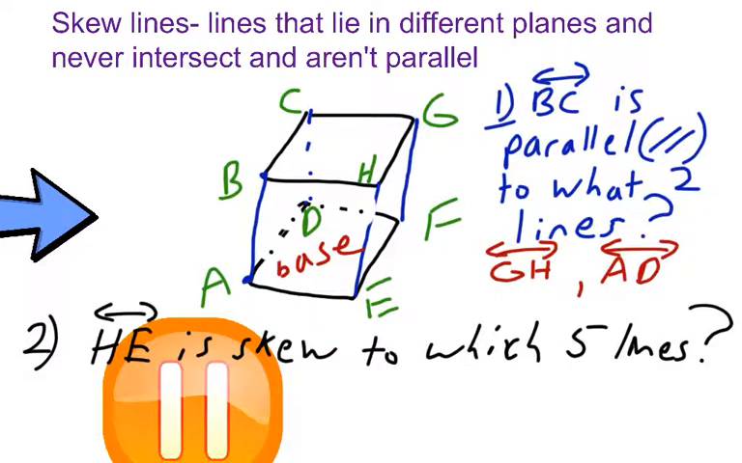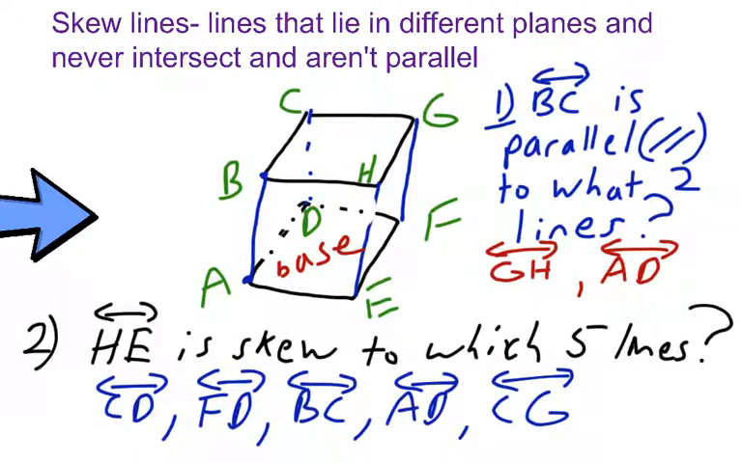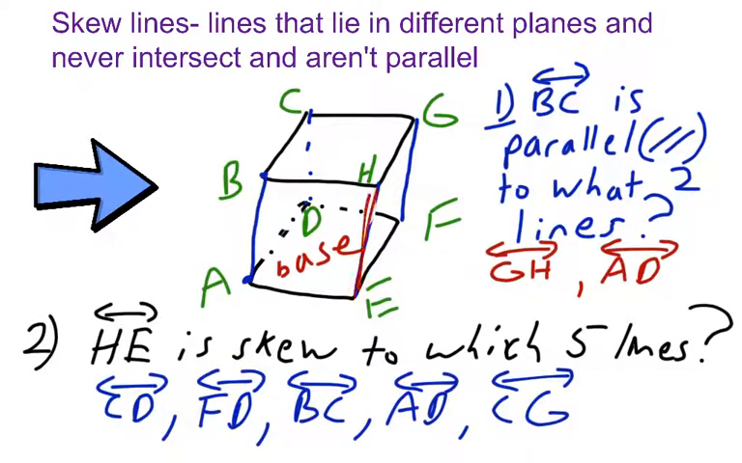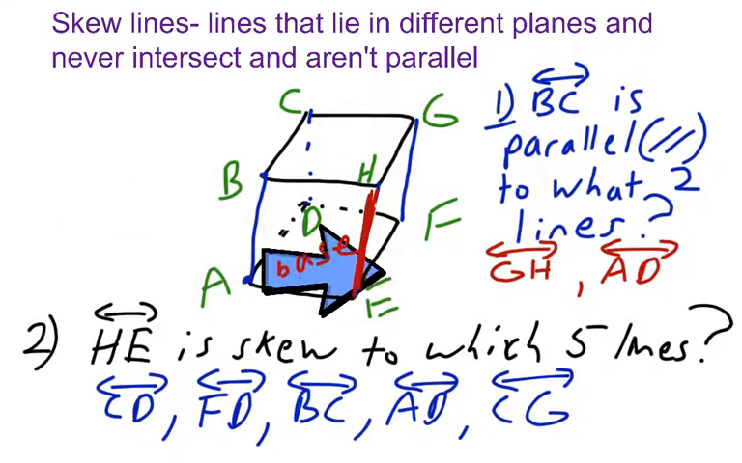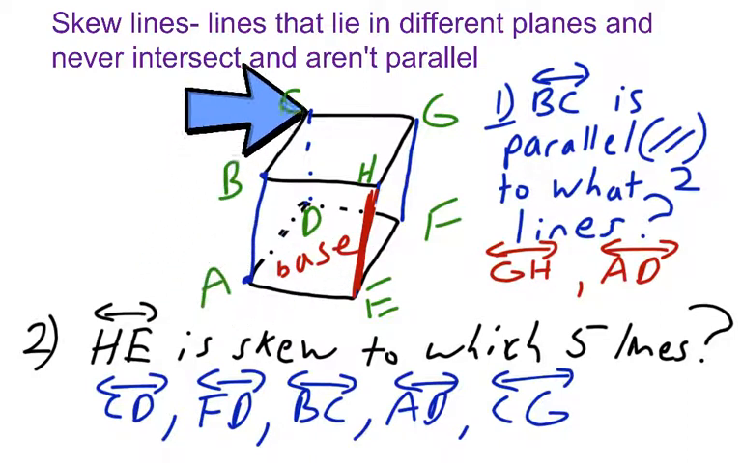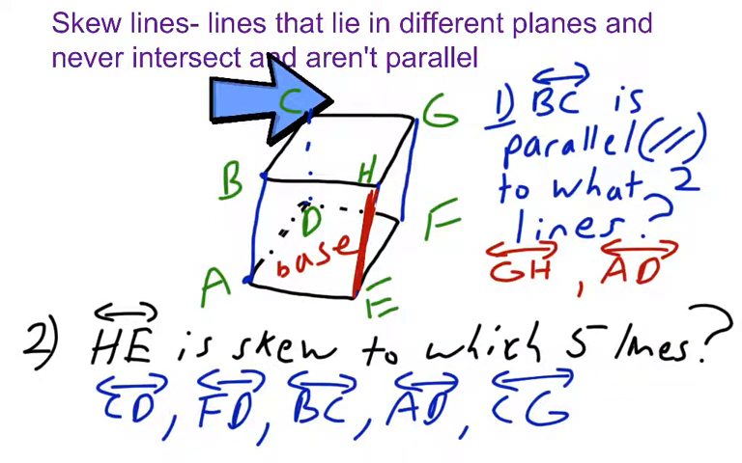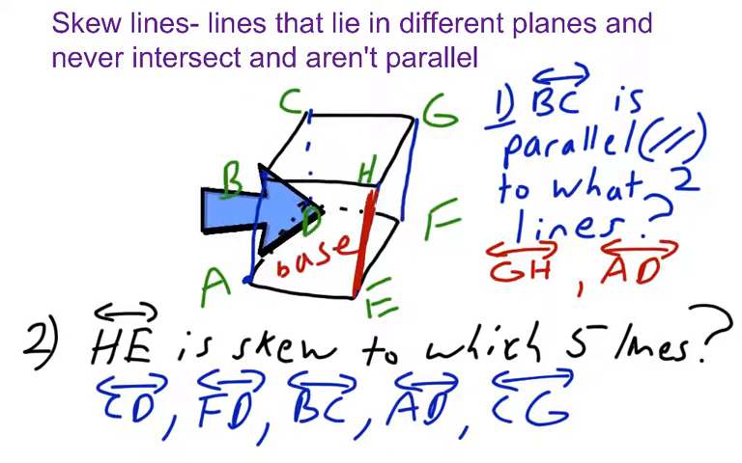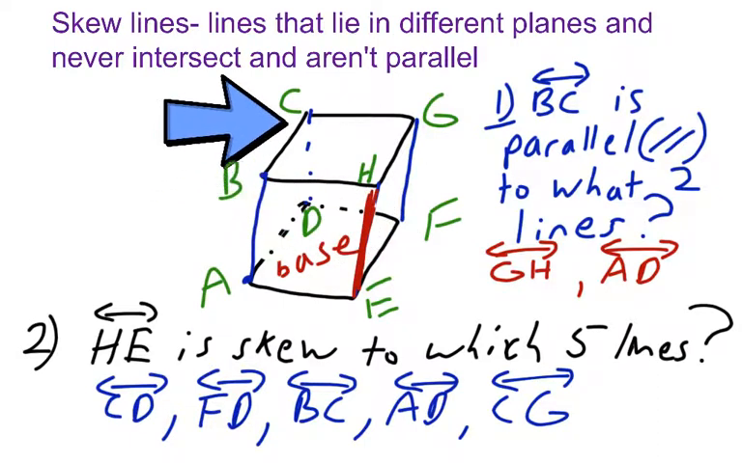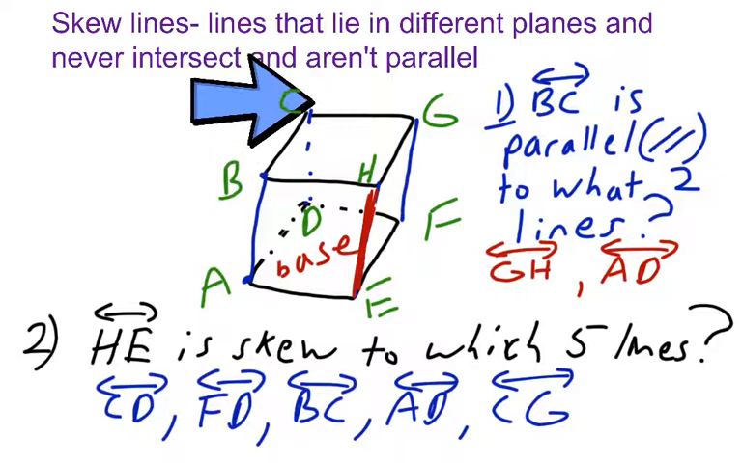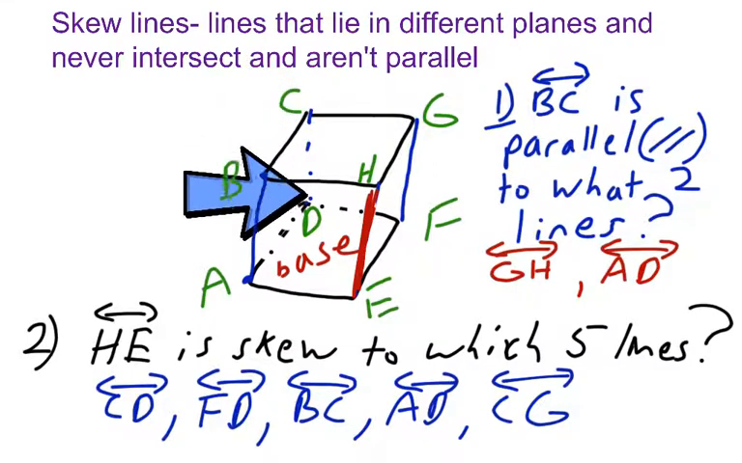And now for the solution. All right, so HE, represented right here by the red line, is skewed to CD, which would be back here to right there, because they're on different planes and they're not parallel and don't intersect. Also to FD, which is also in a different plane, and they're not parallel and they don't intersect. And then BC, they're on a different plane, they don't intersect. And then AD, they're on a different plane, they don't intersect.